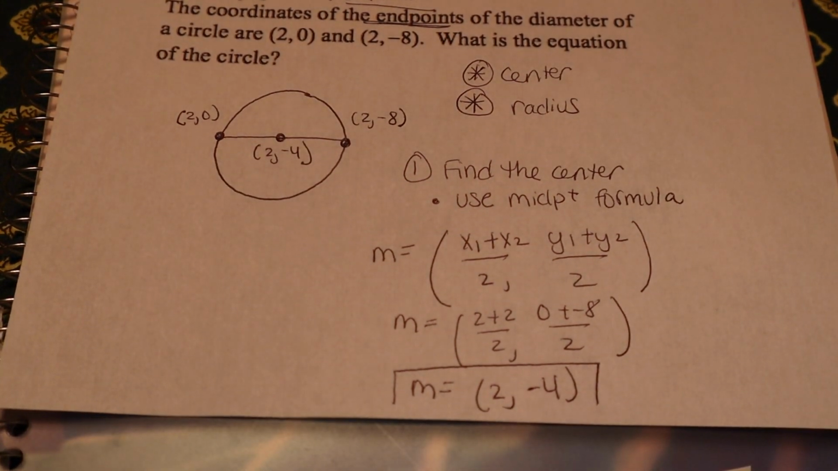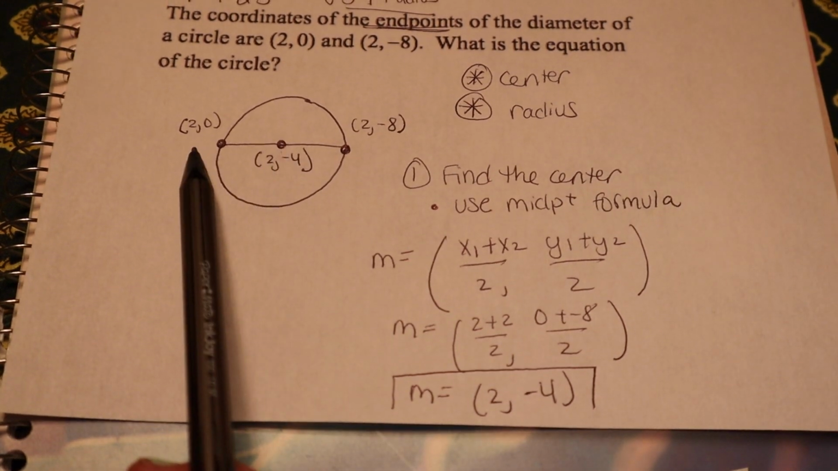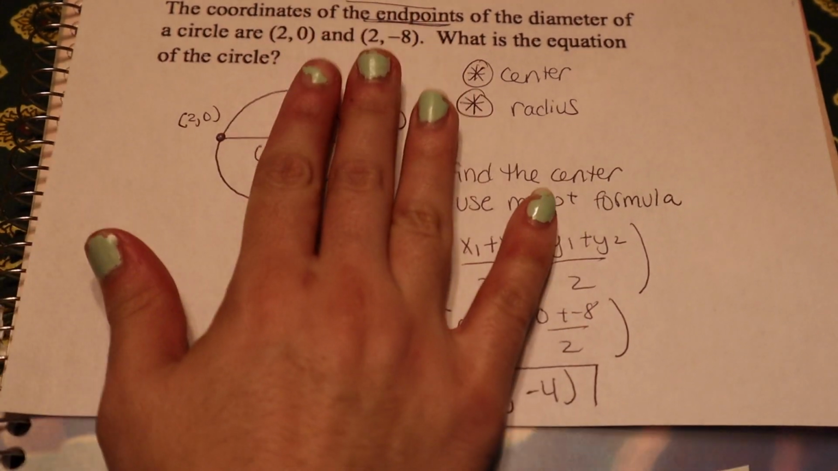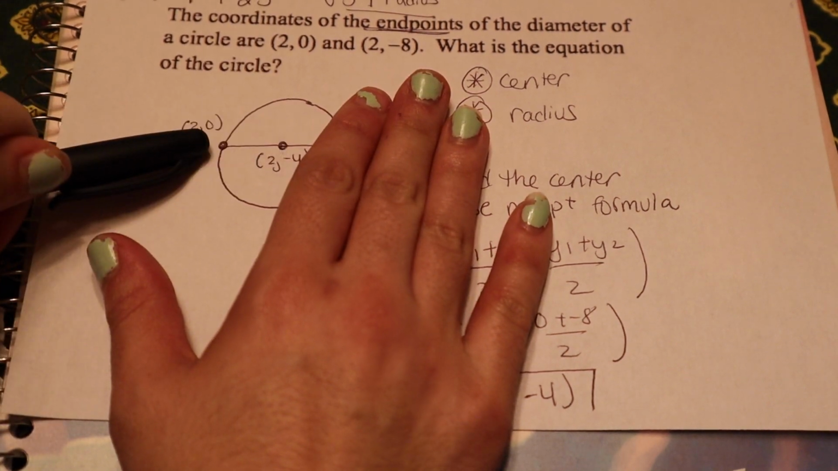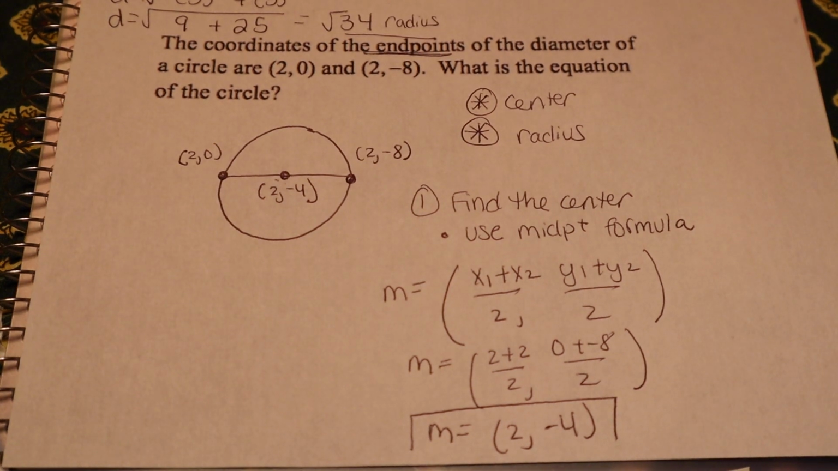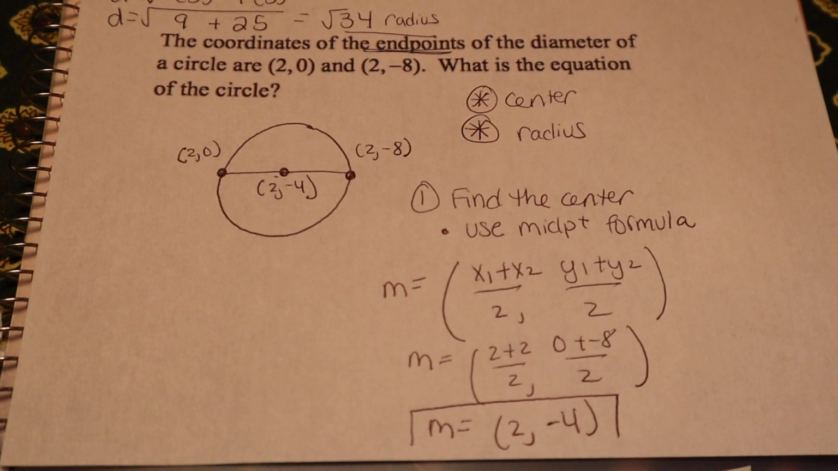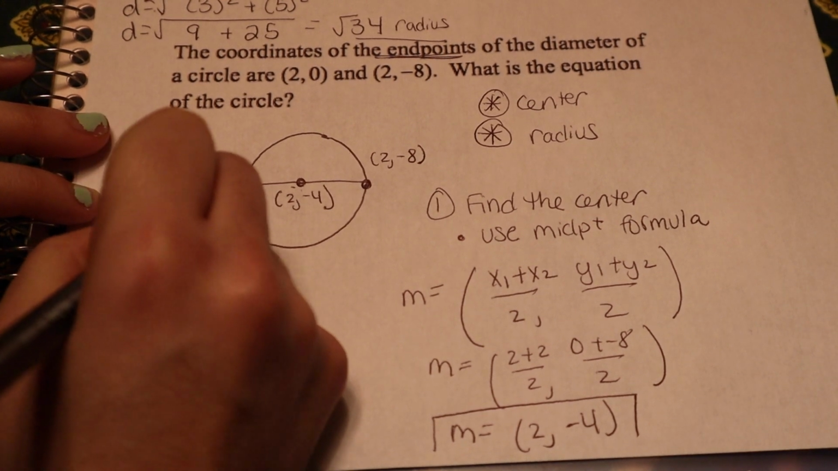Now that I know the coordinates of the center, I can go ahead and try to find the radius. The radius is the distance from the center to an endpoint. So I can get the distance from this point to this point. I could go center to this end, or I can go center to this end. It doesn't matter as long as you include one endpoint and one center point. So step 2, I'm going to find the radius.